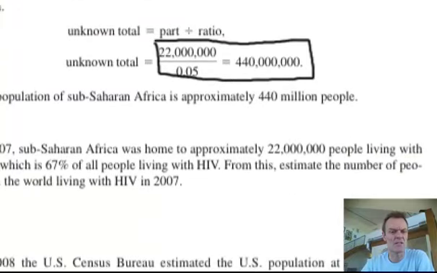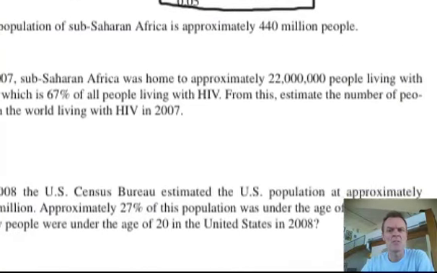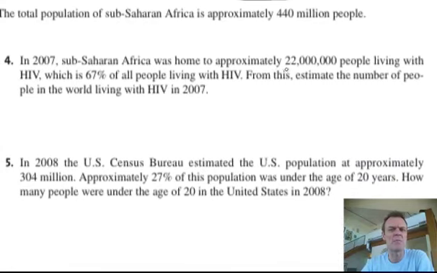Have a look at down here. Supposing that 22 million people represented 67% of all the people living with HIV in the world. So we're looking for the amount of people that have HIV. We're not looking at the total amount of people in the whole world. So again, this is just part of the people. Remember, that was on top again. We're looking for the total amount of people that have AIDS in the world.